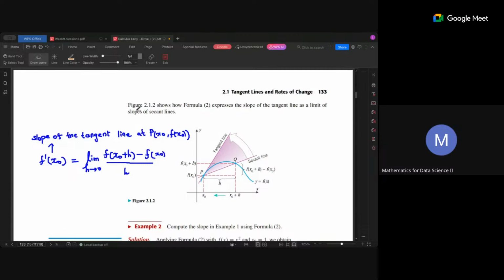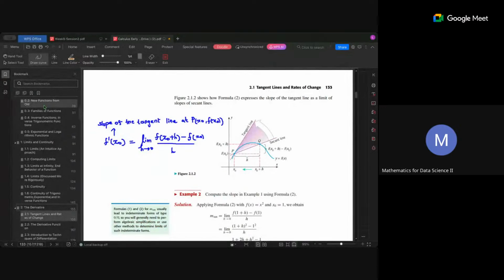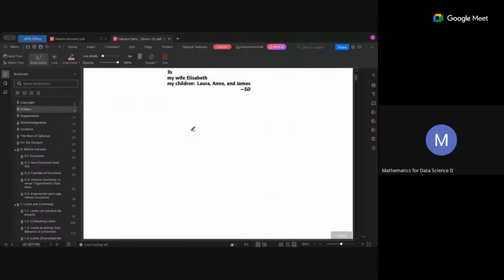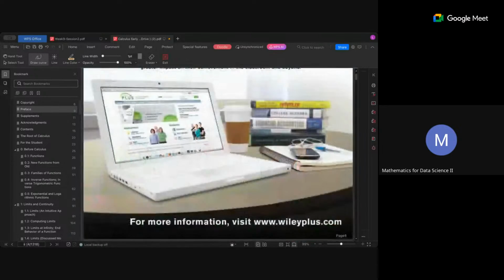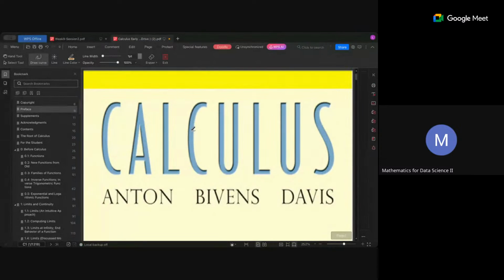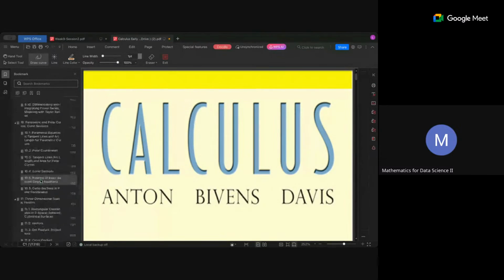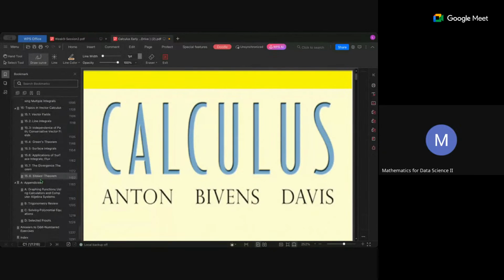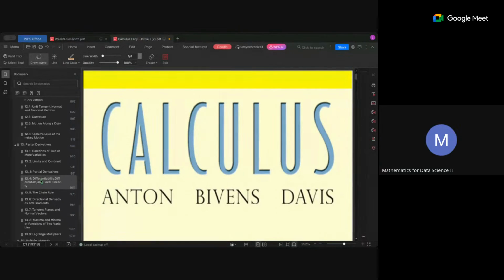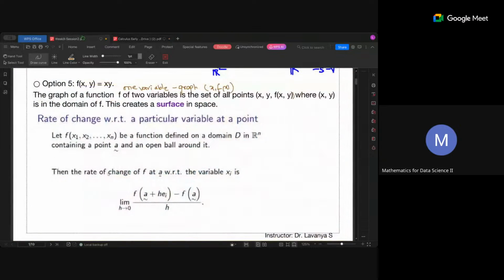By the way, this is one book which I find easier for reference. It is easily downloadable, I guess. Maybe I'll show you the first page. This is Calculus: Early Transcendentals. It starts with one variable and has everything up to multivariable functions. It also has quite a few examples. You can have a look if you want.